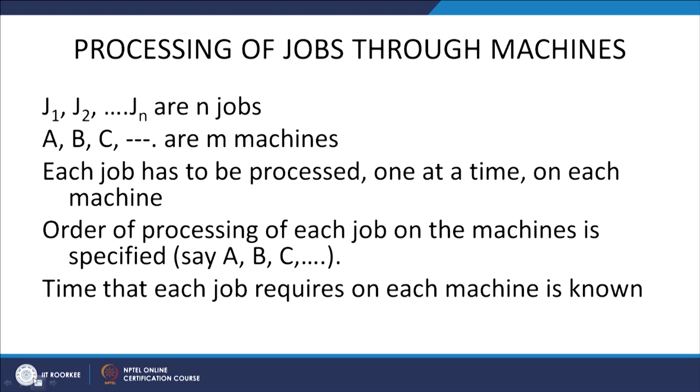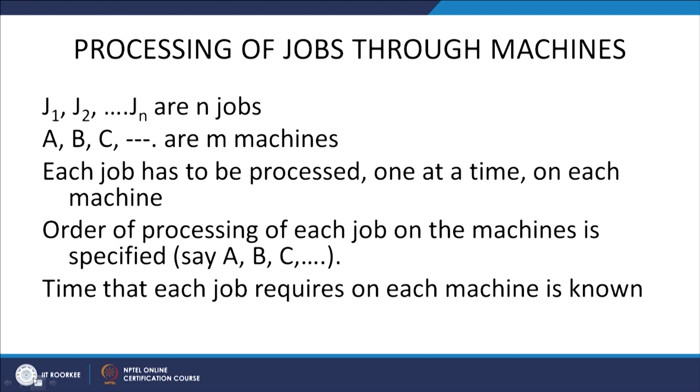Also, the order of processing of each job on the machine is specified. That is, it is given that first the machine A has to be used, then the B machine has to be used, like this. So, the order of the machines is specified beforehand. Also, the time that each job requires on each machine is known.